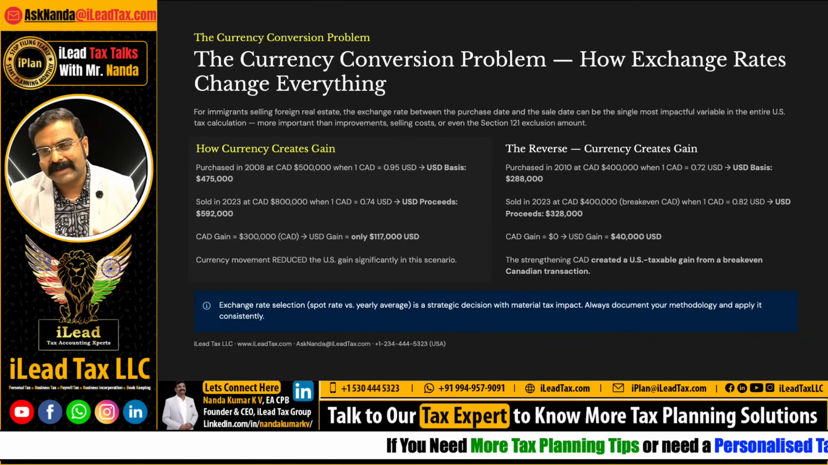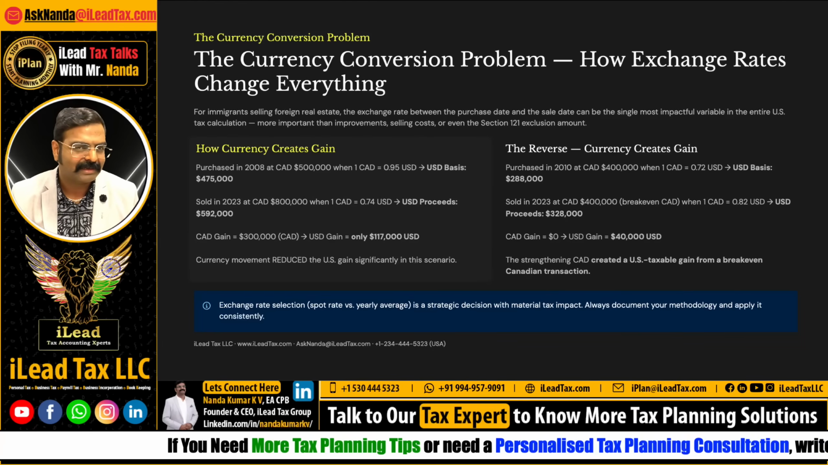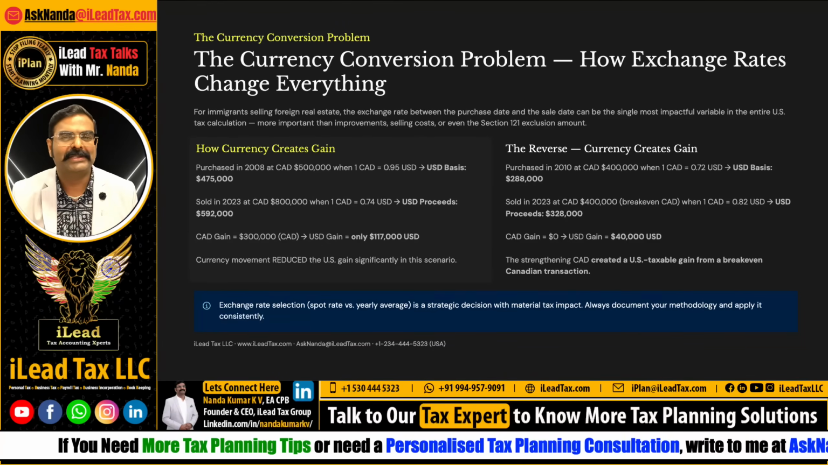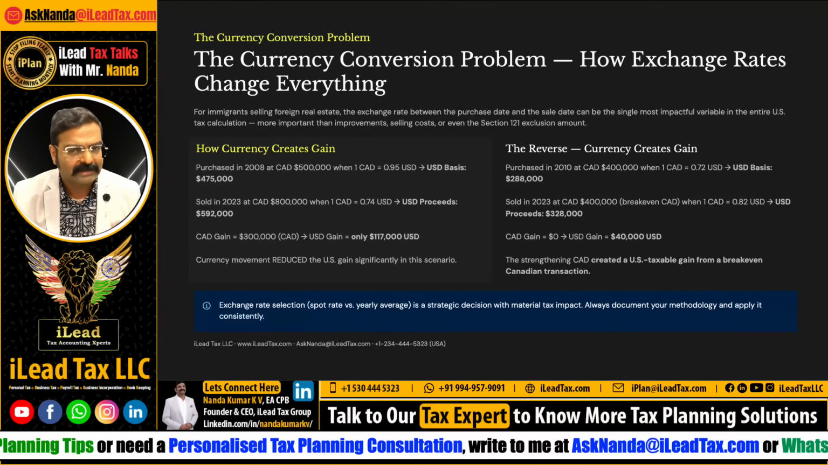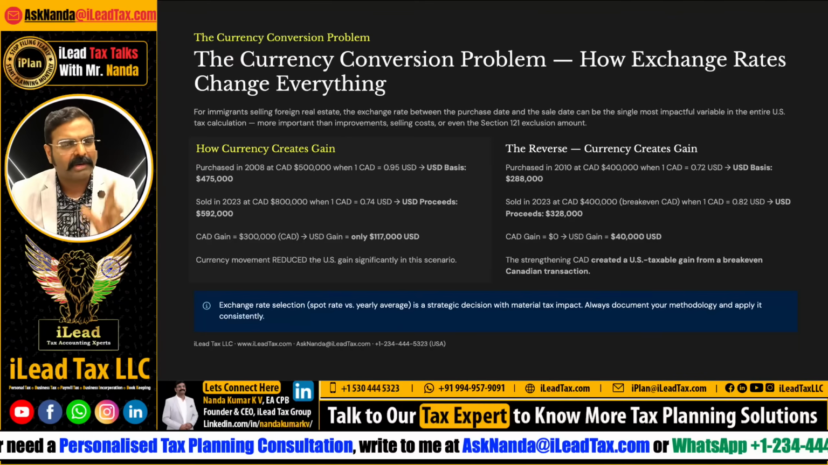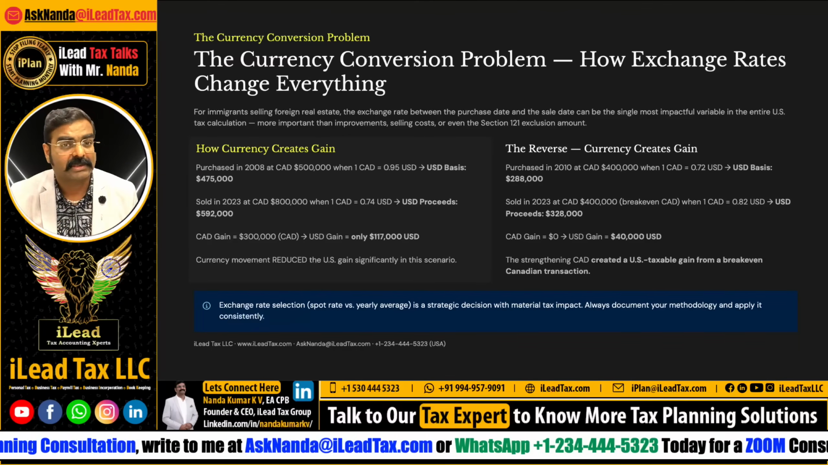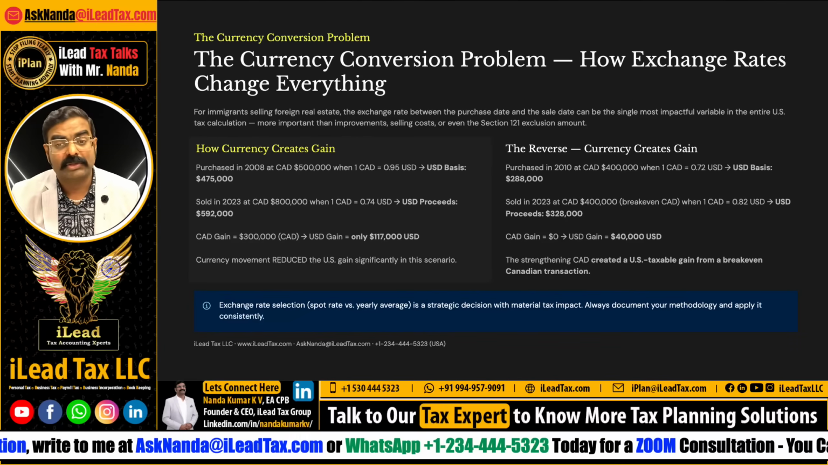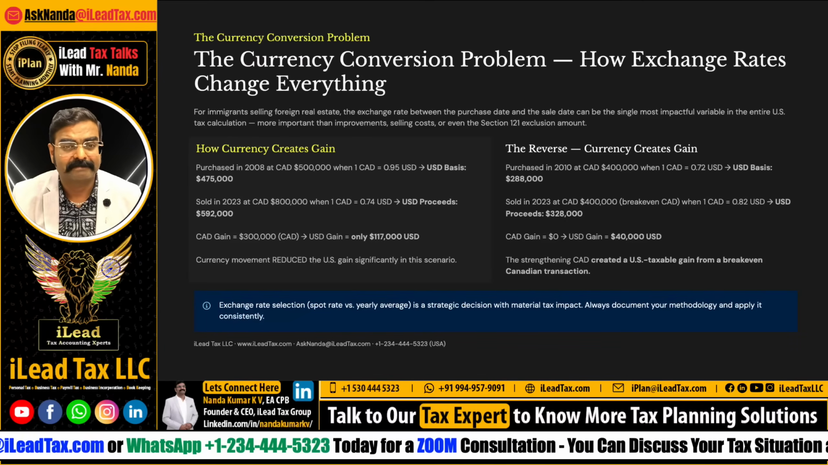So this is the currency conversion paradox. A break-even Canadian transaction can create a taxable US gain purely because of exchange rate movements. And this is why you cannot evaluate a foreign property sale without doing the USD conversion analysis first. So ensure this is taken care of before you sign the sale agreement.